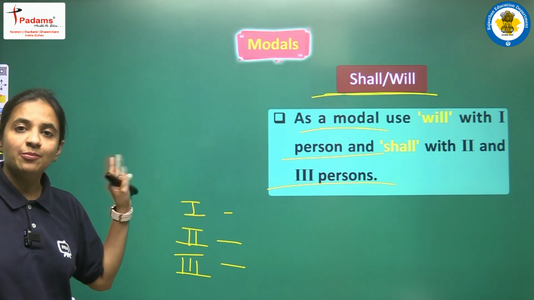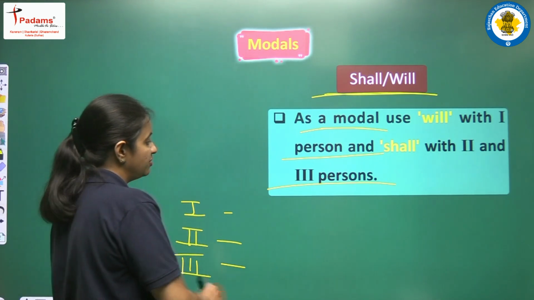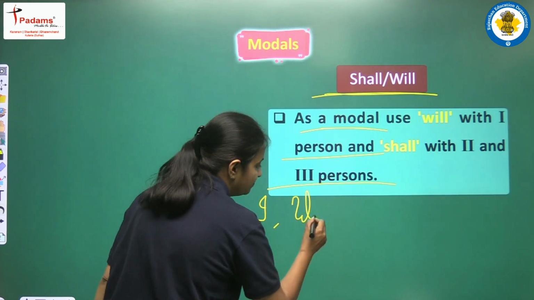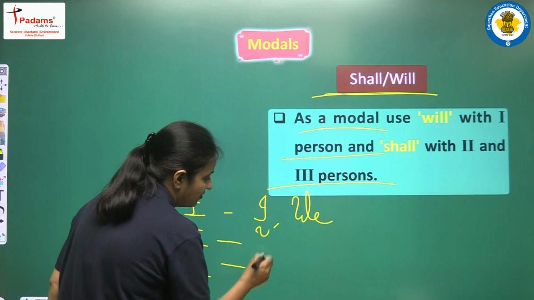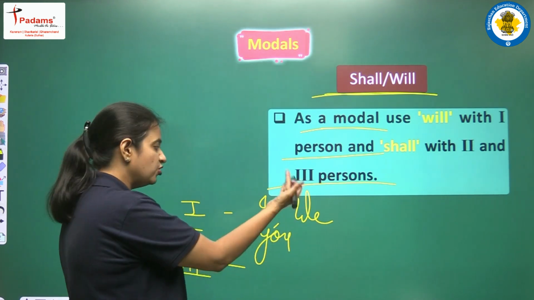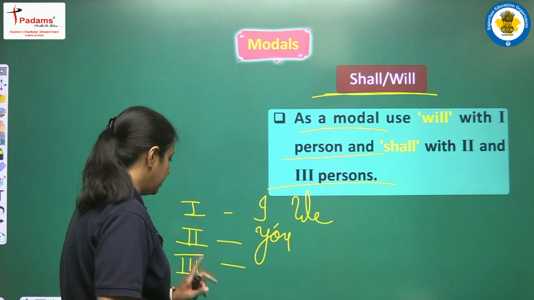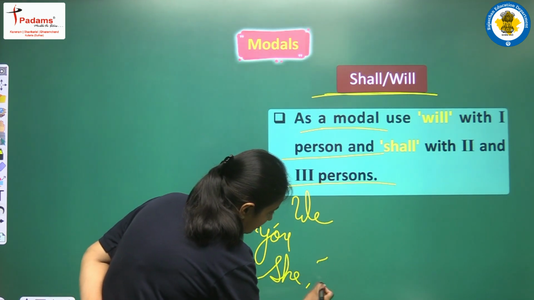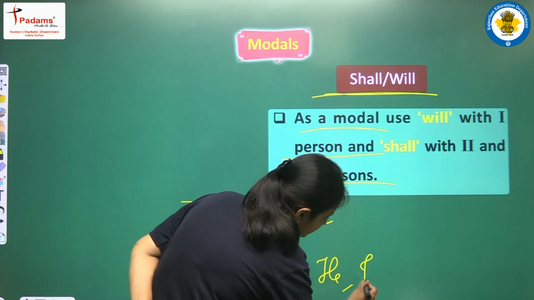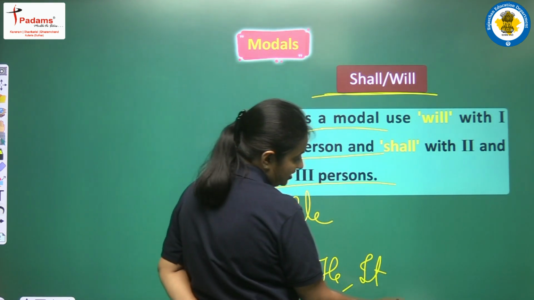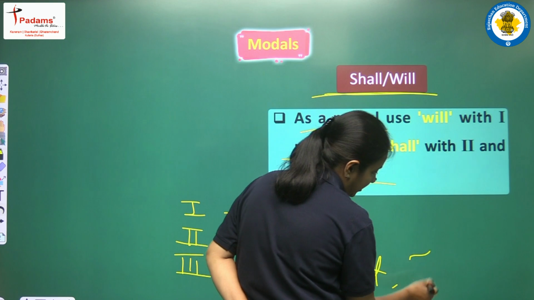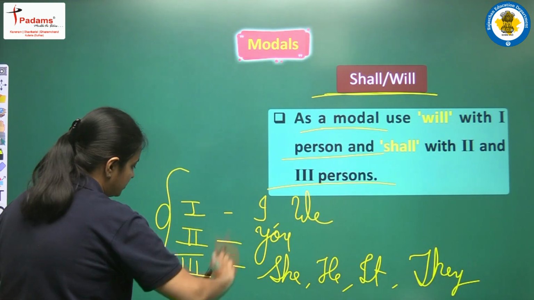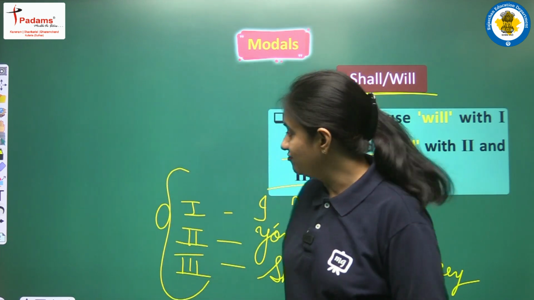In the first person we have I, and the plural of I is we. In the second person we have you, the singular is you and the plural is also you. In the third person we have she, he and it as singulars, and the plural of he, she, it is they. So these are basically the three persons of pronouns. Let's read one more time.